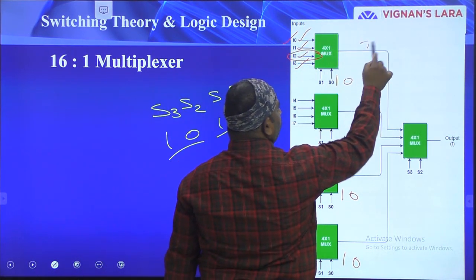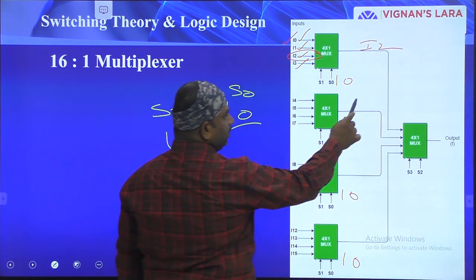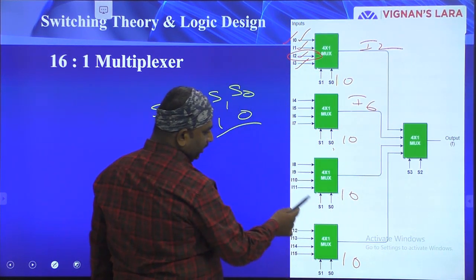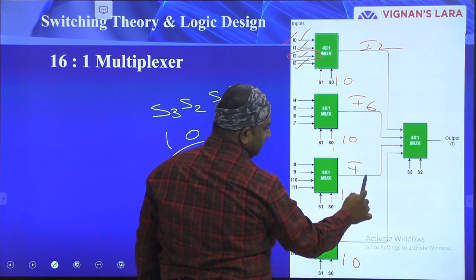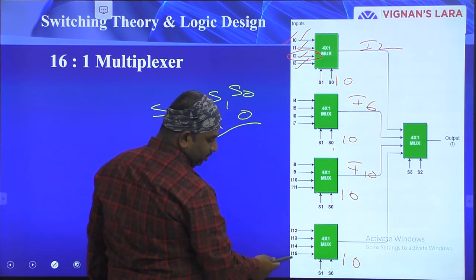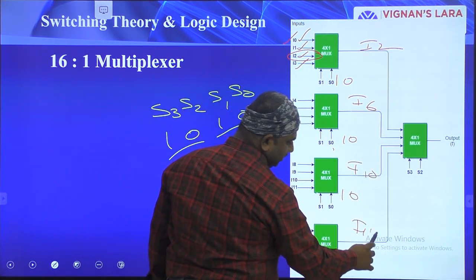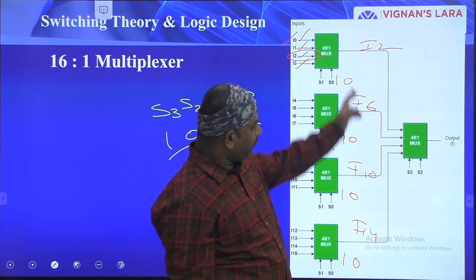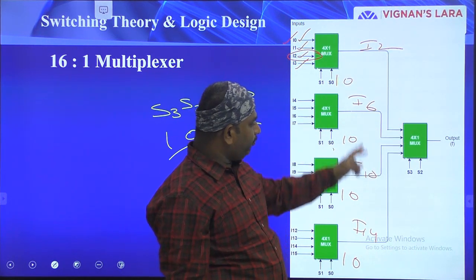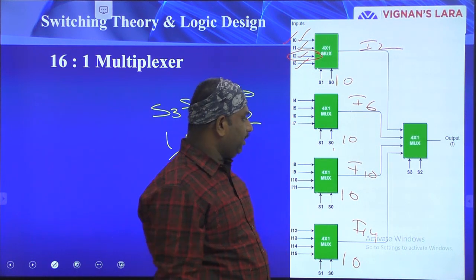Now here the output is I2. Here also 1, 0, this is I6. Here also 1, 0, this I10 goes here. Here 1, 0, the I14 goes here. So the 4 output lines are the inputs for this 4:1 multiplexer.